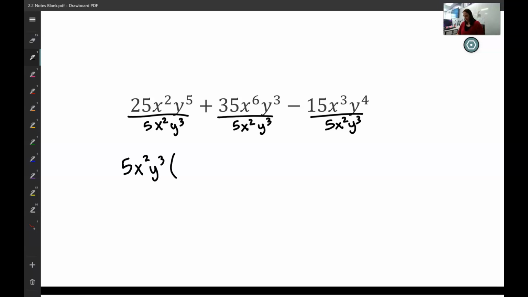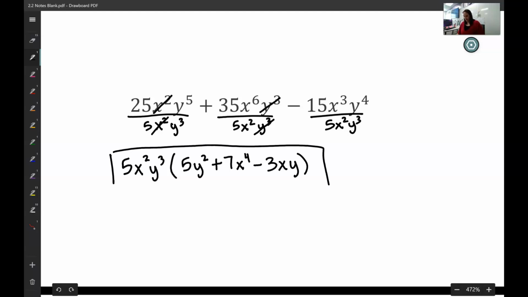And then what do I have left? So 25 divided by 5 is 5. X squared divided by x squared is a 1, so we don't need it. Y to the 5th divided by y cubed is going to be y squared. Next one, I have 35 divided by 5, which is a 7. X to the 6th divided by x squared, which is x to the 4th. And then y cubed divided by y cubed, which cancels out because it's a 1. And then last one, negative 15 divided by 5 is a negative 3. X cubed divided by x squared gives me 1x left. Y to the 4th divided by y cubed gives me 1y. I can double check the middle. There's nothing else that the middle has in common. So that means I'm done with a GCF.